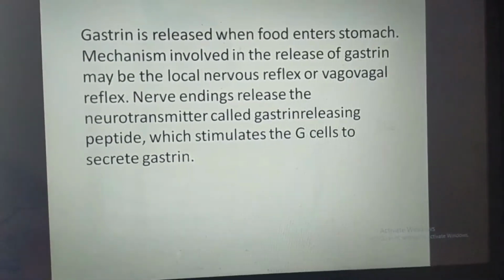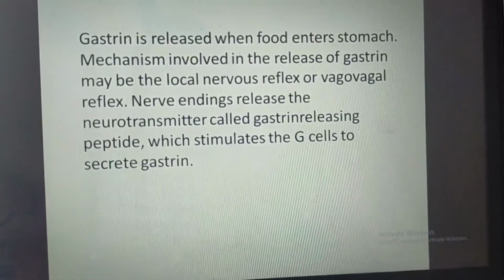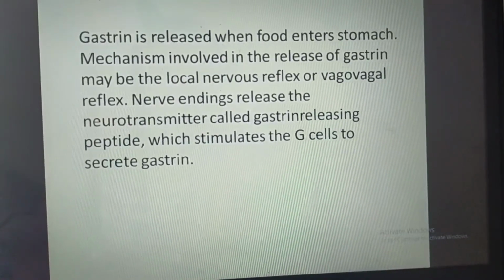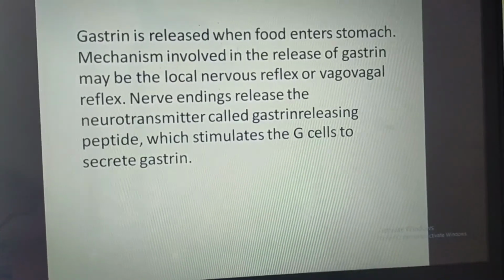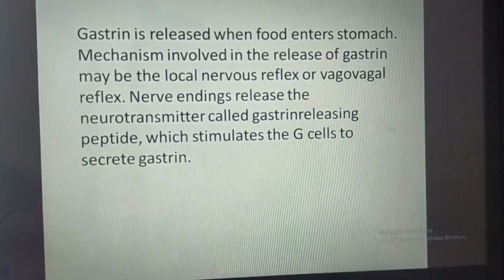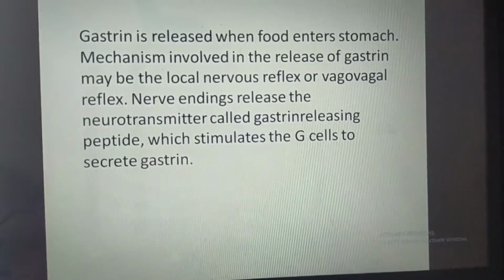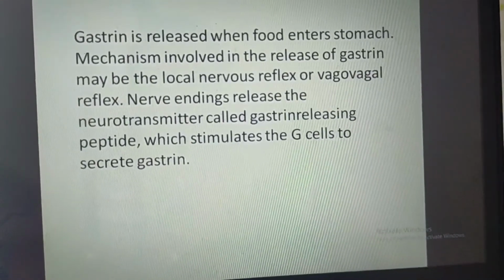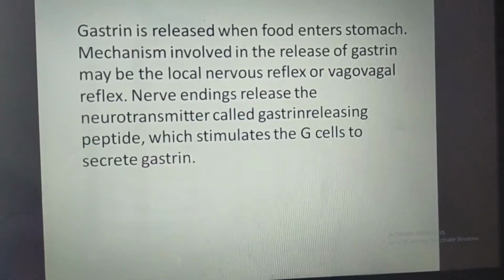Gastrin is released when food enters stomach. Mechanism involved in the release of gastrin may be the local nervous reflex or vagovagal reflex. Nerve endings release the neurotransmitter called gastrin releasing peptide, which stimulates the G cells to secrete gastrin.